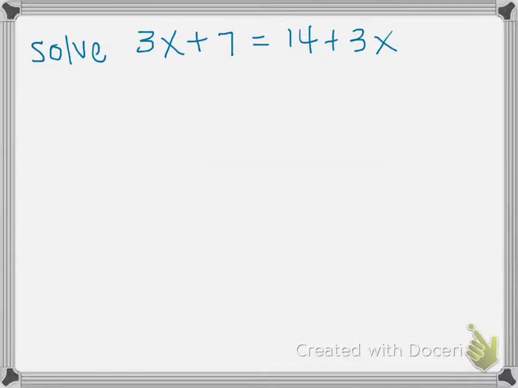This next problem is a little bit different, so make sure that you write this one down. I see 3x plus 7 equals 14 plus 3x. And as I would normally start working out this problem, I want to get all my variables to one side. So I subtract 3x from both sides. But when I do that, all of the x's go away. And I'm left only with the 7 on the left and the 14 on the right.